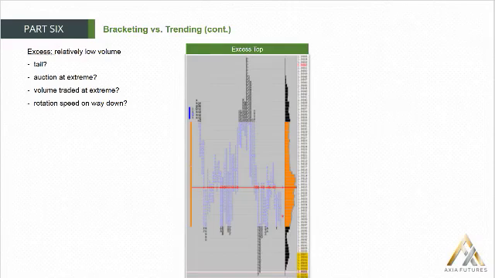And then the rotation and the speed on the way down. Like I said in the earlier slide, it's all about assessing how the market moves back down. Is it aggressive, in which case we're seeing aggressive initiative, or is it a lot slower, where we're seeing a lot more two-way interaction? Let's go to the third example and talk about the aggressive excess top and see how that one looks on a chart.